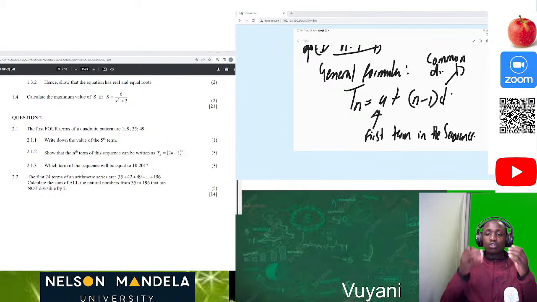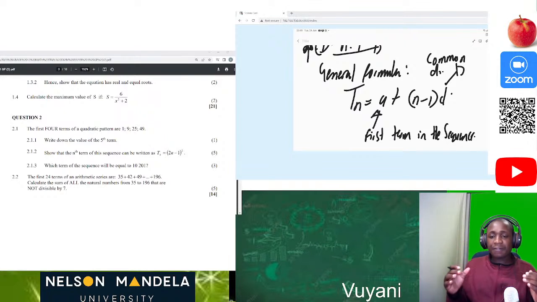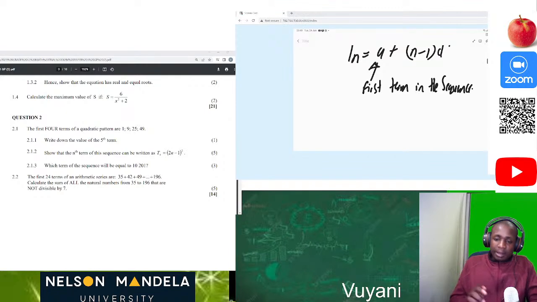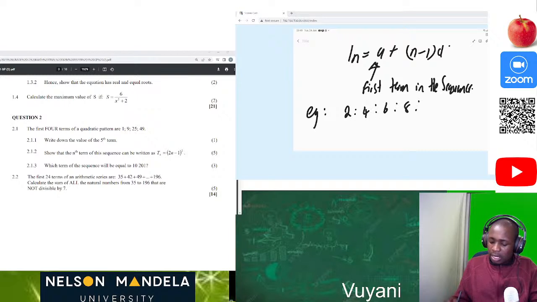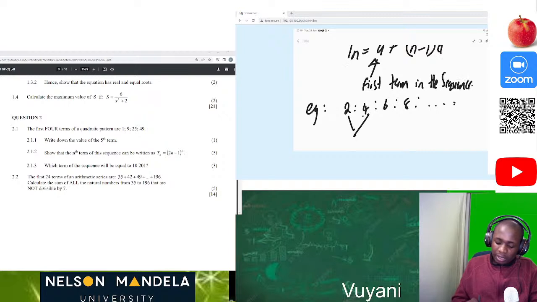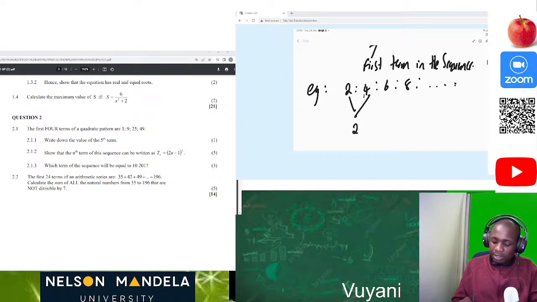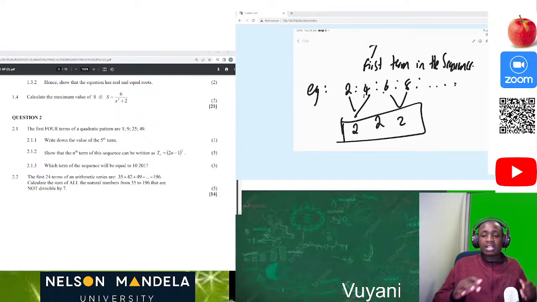Someone will ask me, how will you be able to see that this is an arithmetic pattern or arithmetic sequence? So what do we look at first? We look at the difference. If the first difference is the same, that's definitely an arithmetic sequence. For example, if you are given 2, 4, 6, 8, etc., we can see that 4 minus 2 is 2, 6 minus 4 is equal to 2, then 8 minus 6 is also 2. So we can see that we have a constant first difference.